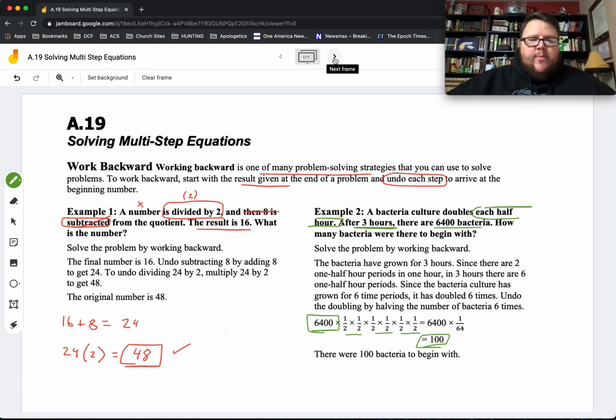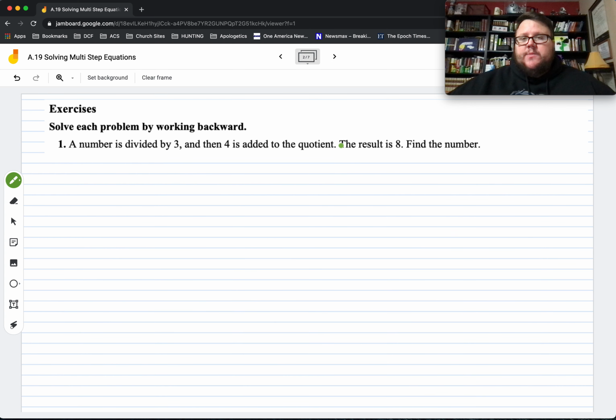Okay, so I'm going to go ahead and do a couple of these problems with you, and then you're going to do them on your own. All right, so a number is divided by 3, and then 4 is added to the quotient. The result is 8. Find the number. So we're going to work backwards. My first step is I have 8. So I'm starting with 8. Cross that guy out. That step's done. 4 is added to that.